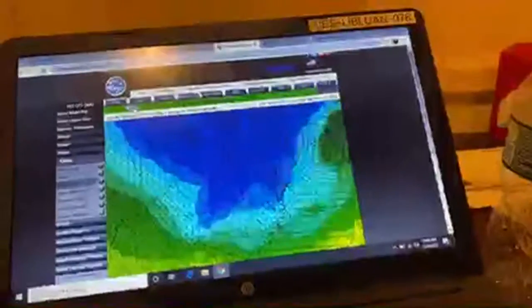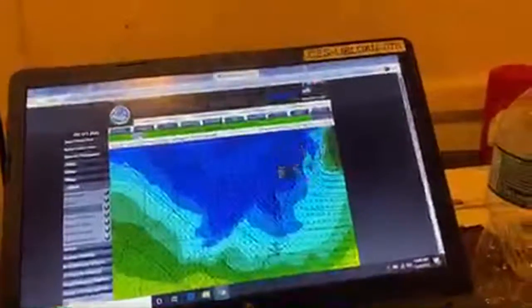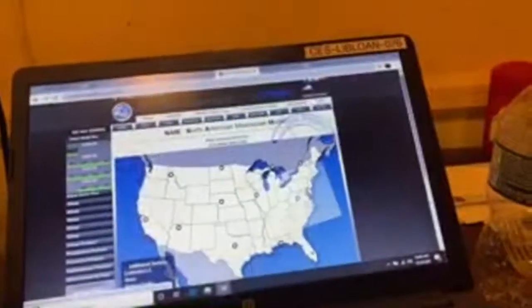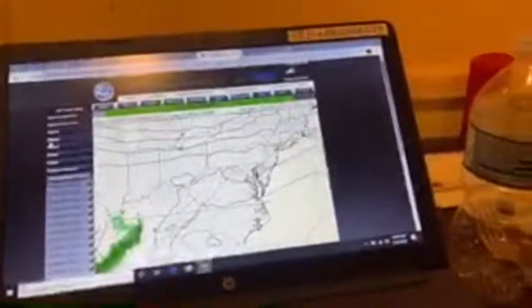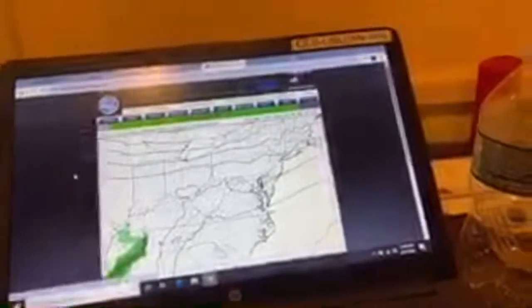This is now 850 millibars. Again, not doing very well with dynamic cooling. NAM usually does better with that kind of stuff, but it doesn't handle precipitation very well. Sorry, that's 500 millibars. I'm home right now because I was in contact with somebody who had COVID.